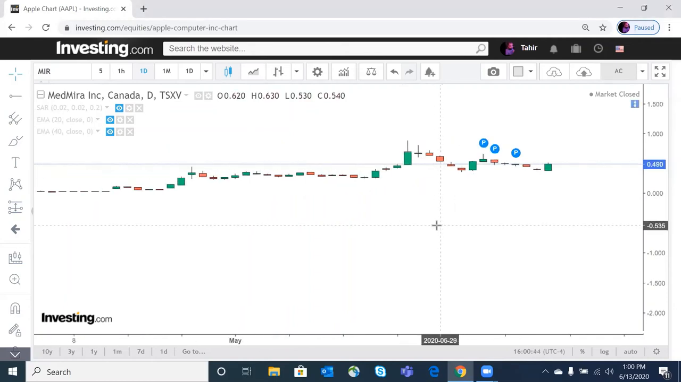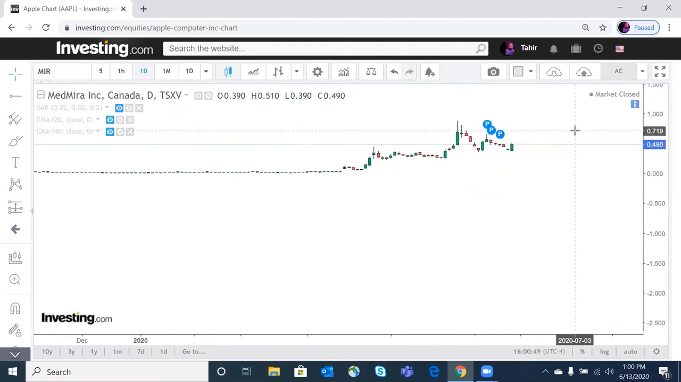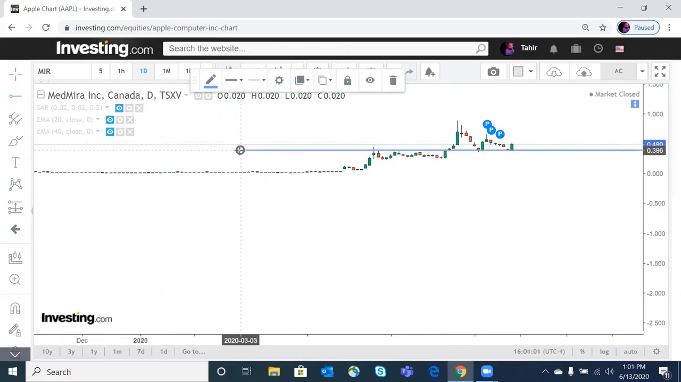Without further delay, MIR first doesn't have a very strong history of reaching higher levels. Currently it was in a downward trend, and it took a support. Watch closely when I draw the support lines. It has taken a support at this level. Why is this a support? Because this price of 0.39596 has prevented the stock from going below this level multiple times, at least two times. And here it acted as a resistance and prevented it from going above this point.